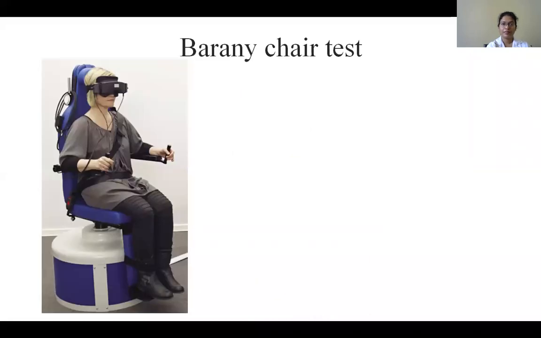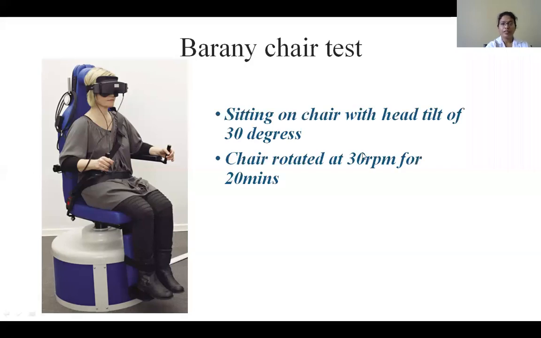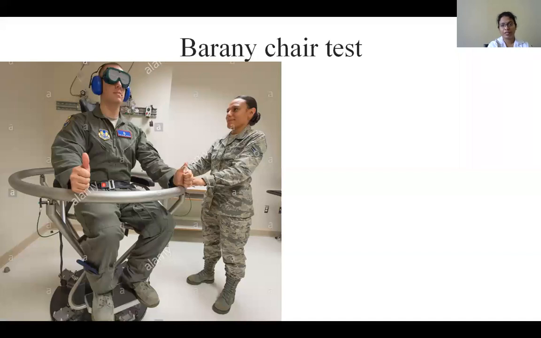Now coming to another test for vestibular function, Barany's chair test. So this is a special chair where the person is made comfortable and fixed with lots of belts and straps to ensure that there is no injury. So here the subject is made to sit on a chair with a head tilt of 30 degrees and the chair is rotated at the rate of 30 revolutions per minute for 20 minutes. So that's why you have to secure the person with these belts on the chair. So this is how we ensure that the person is ready.